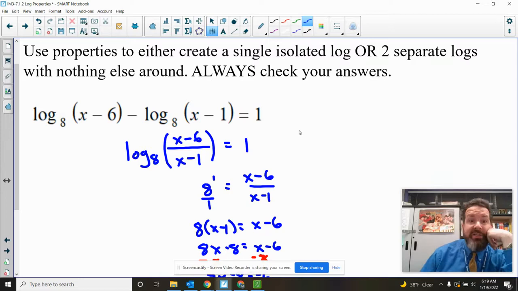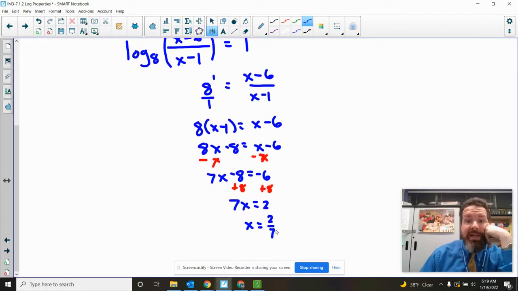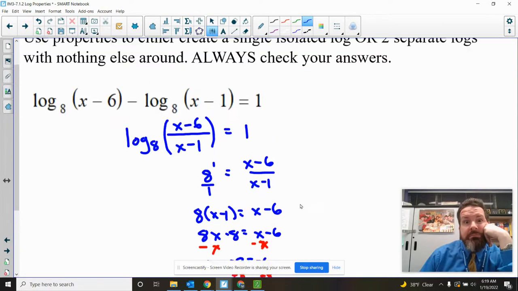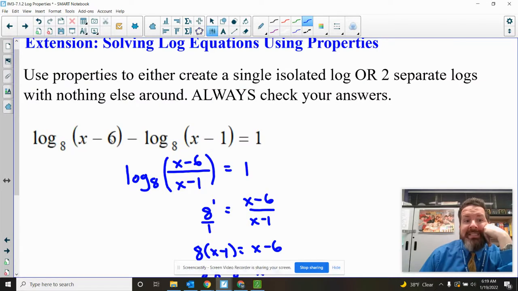So just do a quick check. 2/7 is a fraction that's about 0.28. 0.28 minus 6, it's going to be a negative number. That doesn't work. 0.28 minus 1, that's also going to be a negative number. So this one doesn't work twice.